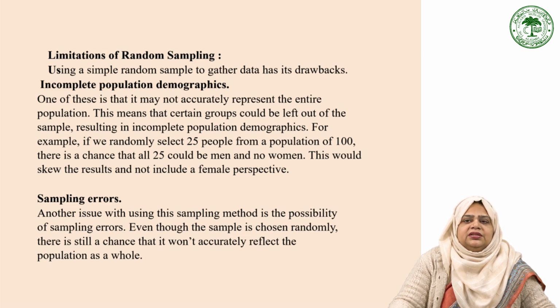Sampling errors are another issue that can arise and are considered one of the limitations of the simple random sampling method. These sampling errors occur when the sample does not accurately reflect the population due to chance. So, even if we do include a diverse group of individuals in our sample, there is still a possibility that the sample may not accurately represent the population as a whole.